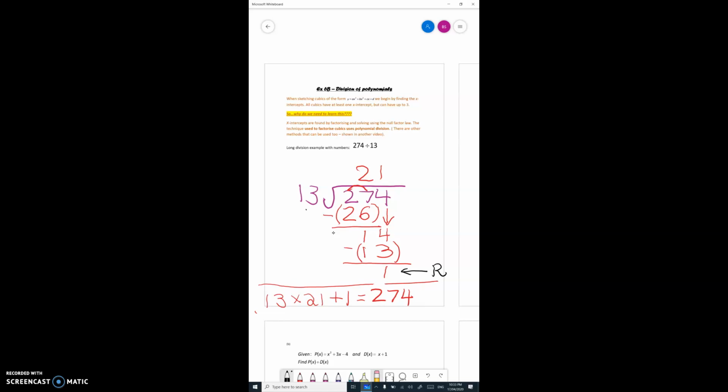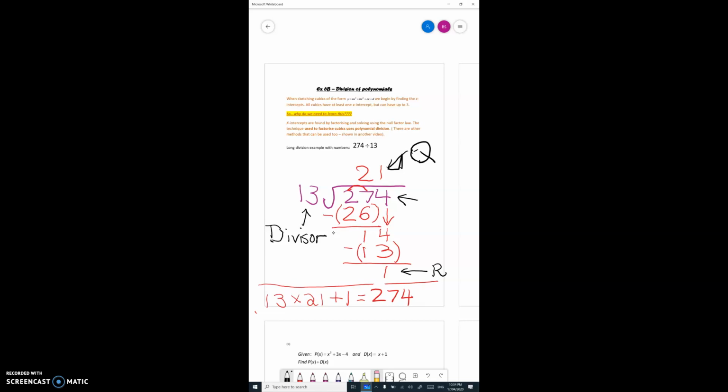The 13 is called our divisor. The 21 is called our quotient. And the 274 is called our dividend. I won't write those down.